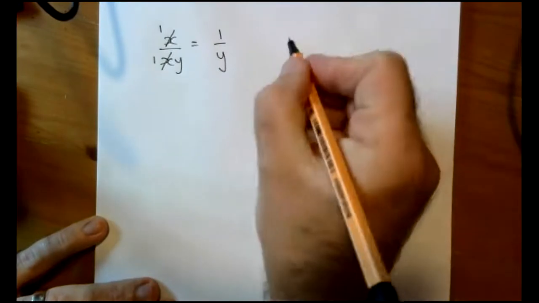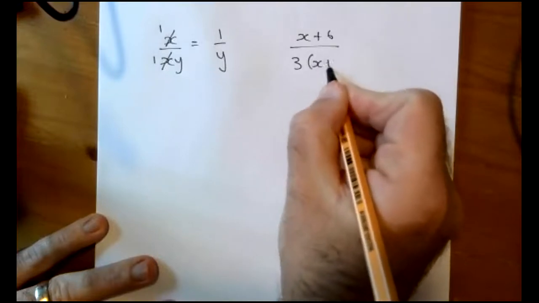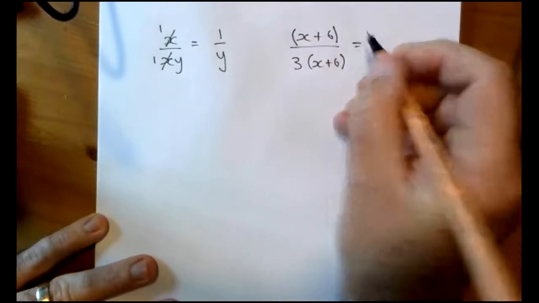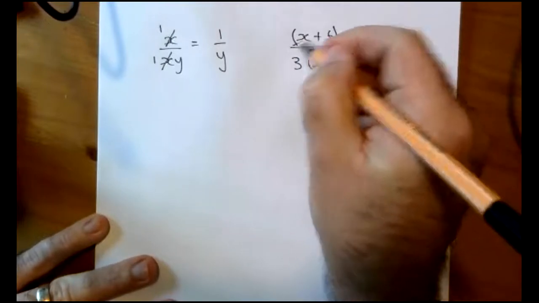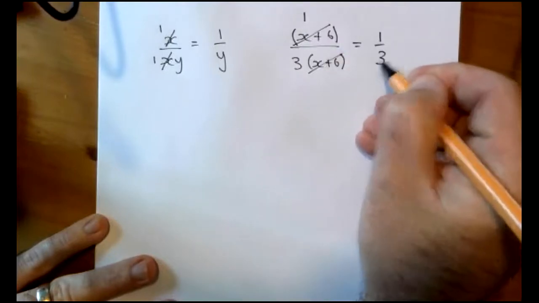Okay, so the next one, x plus 6 over 3x plus 6. Well, if I place this numerator in a bracket, I can see they both have got x plus 6 in it. So when I cancel these two out, I end up with 1 on the top and 3 on the bottom.